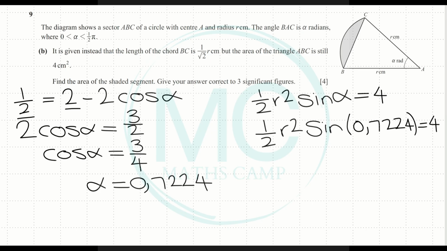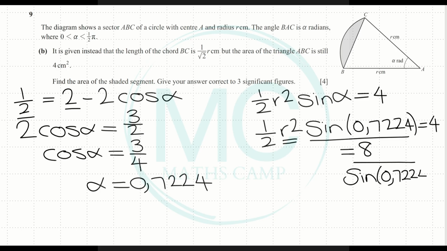To find r, I need this term to be by itself on this side of the equation, which means I need to move everything else to the right. Let's multiply both sides by 1 over 2. So on the right side, I'm going to get 4 multiplied by 2, which is 8. Let's divide both sides by my ratio. So I'm going to say 8 over sine 0,7224. And on the left, I have r squared.